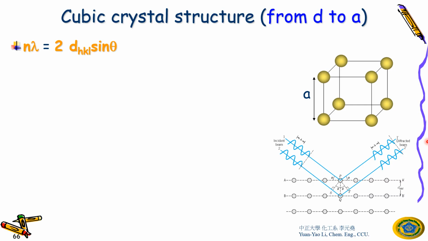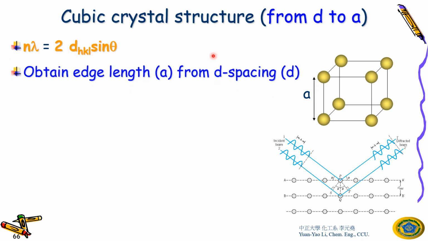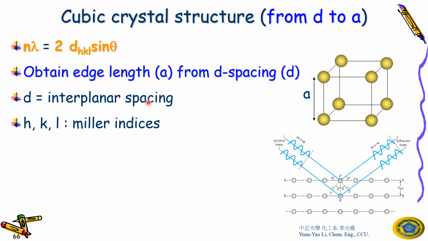Right. So if you know the d spacing, and I want you to find out the edge length, can you do that for me? Yes, you can. Why? Let me show you. Once you know n lambda equals 2d sine theta, you can obtain the edge length from the d spacing. How? Because d is the interplanar spacing, right? d is the interplanar spacing.